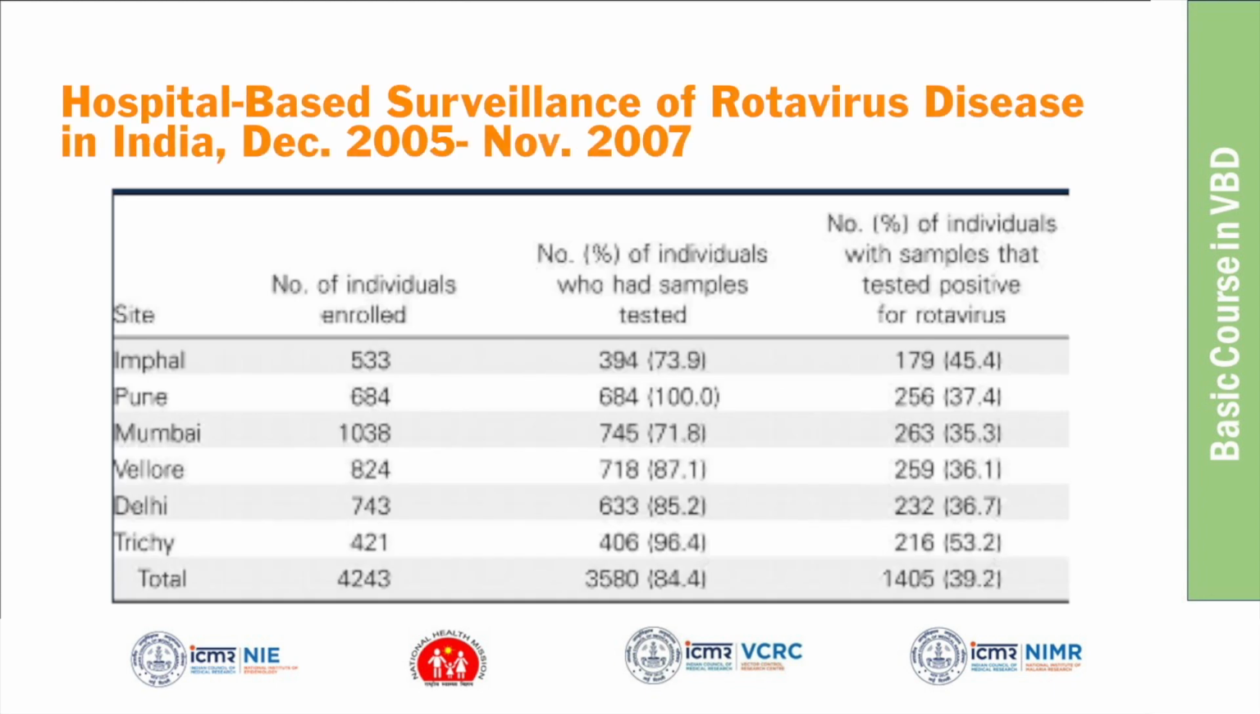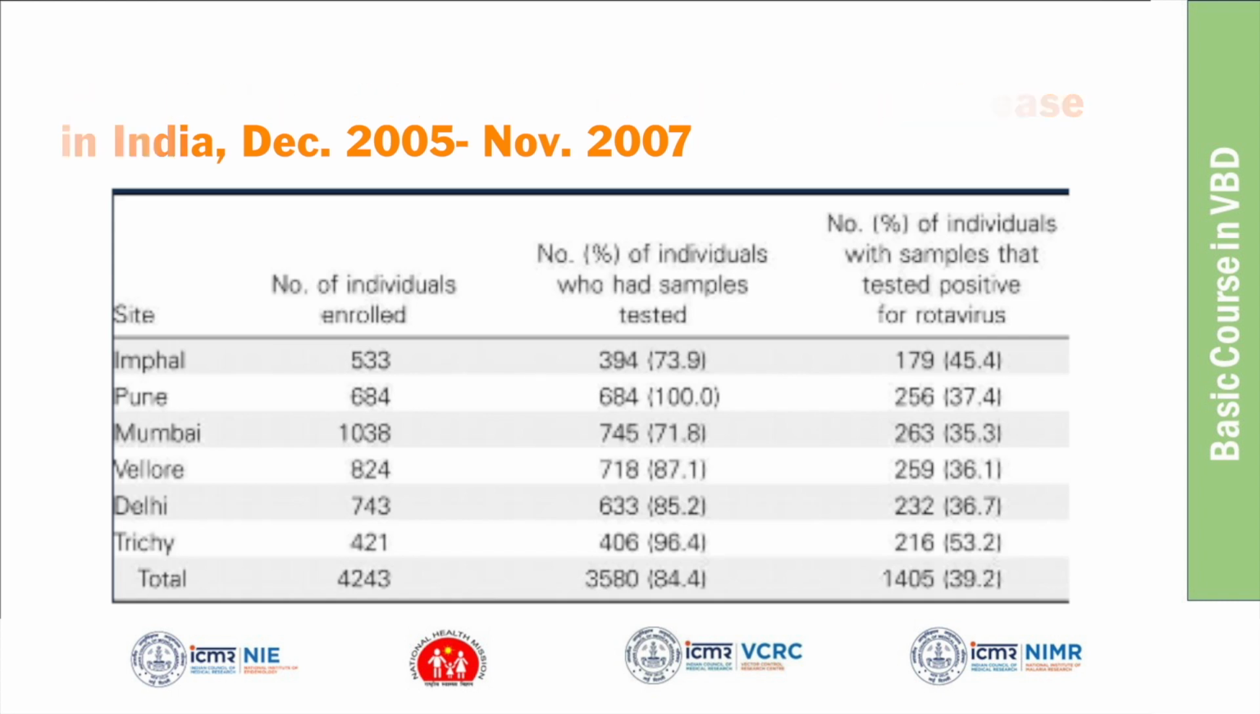So an example of that use is disease burden. You can see hospital-based surveillance of rotavirus in India, 2005 to 2007. We can see the burden of rotavirus disease in the cities. The data was collected from Imphal, Pune, Mumbai, Vellore, Delhi and Trichy, and we can see that the share of samples that tested positive for rotavirus is more than 30%. So we can see the burden of disease from the surveillance data.